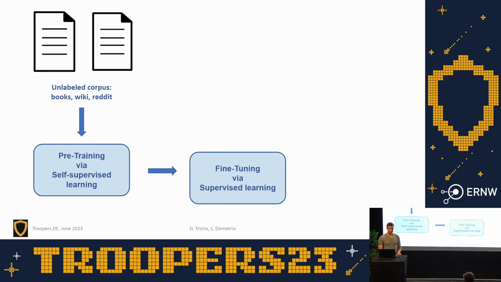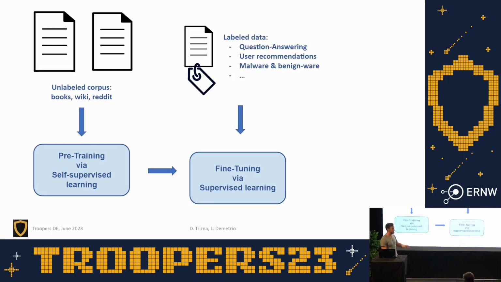Then we have the fine-tuning stage, where we actually still use supervised learning. Here we still need a smaller but still labeled data set. It can be really anything, and it's tailored to the actual application, like question answering. You have a question, and what should be answered? You get a chatbot. Or user recommendations: this user watched this stuff, what should we predict for them next? And of course, malware and benignware.